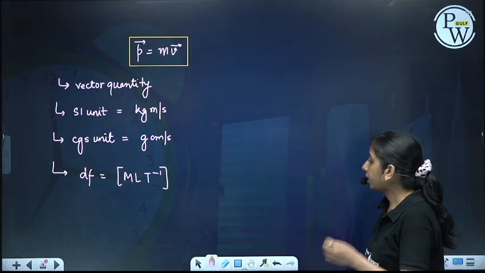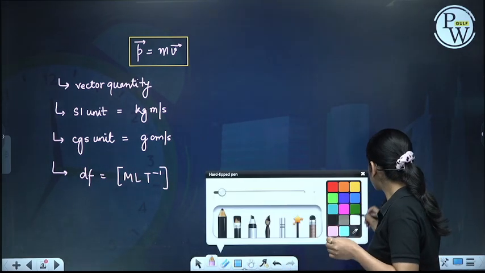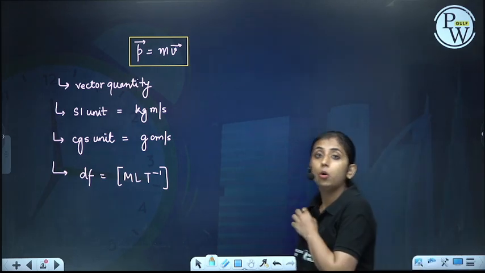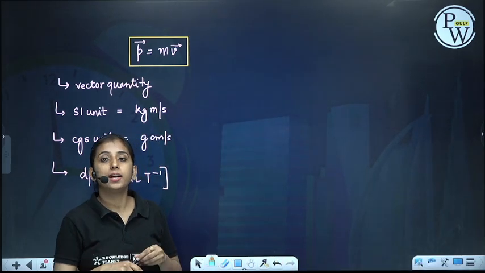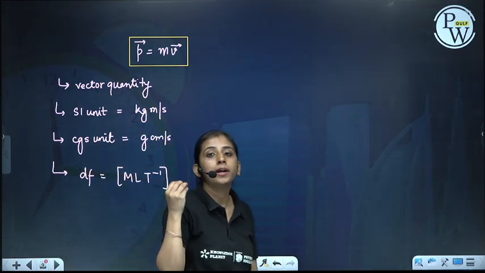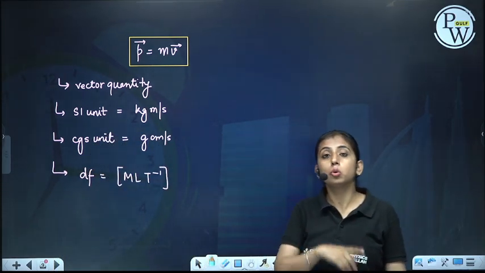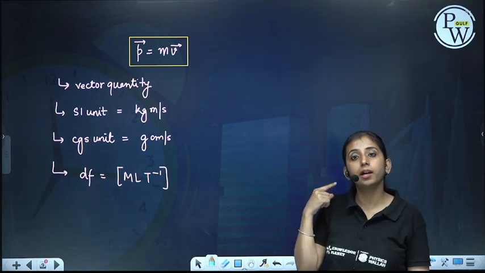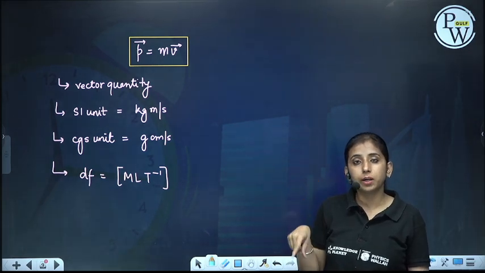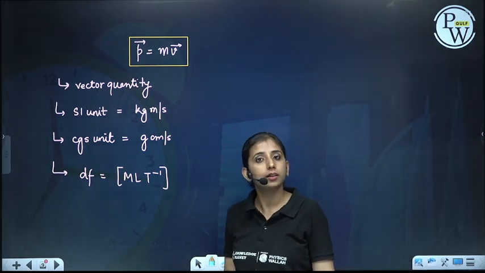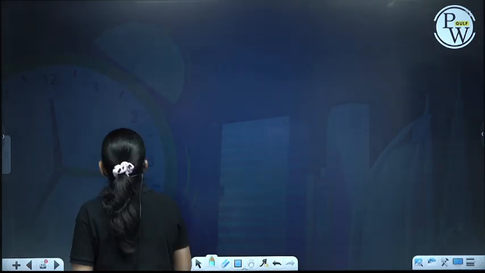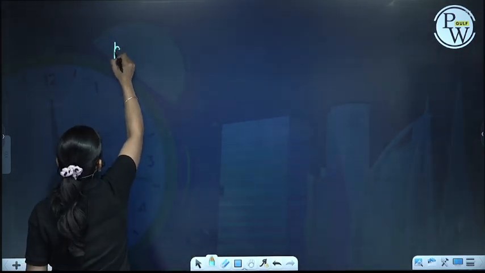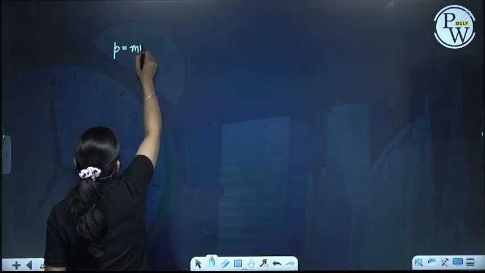Now it is a vector, so it will also be added vectorially. If we have a system of 3 particles, each having momentum p1, p2, p3, the total momentum of the system will be p vector 1 plus p vector 2 plus p vector 3. Now let us see how it depends. So p is equal to m into v.